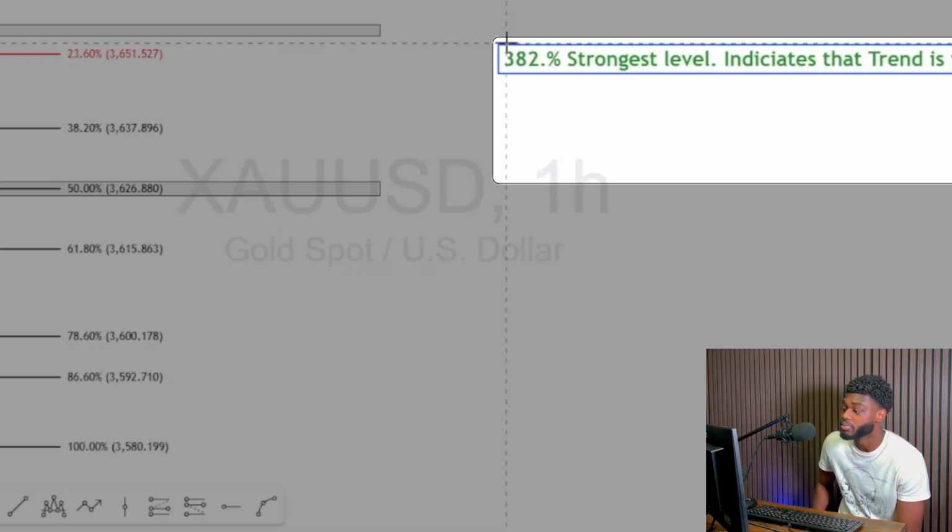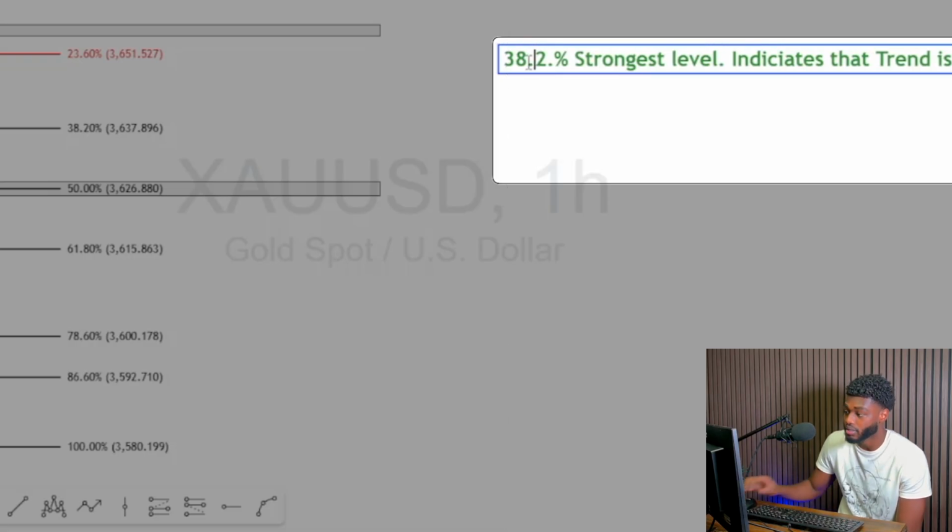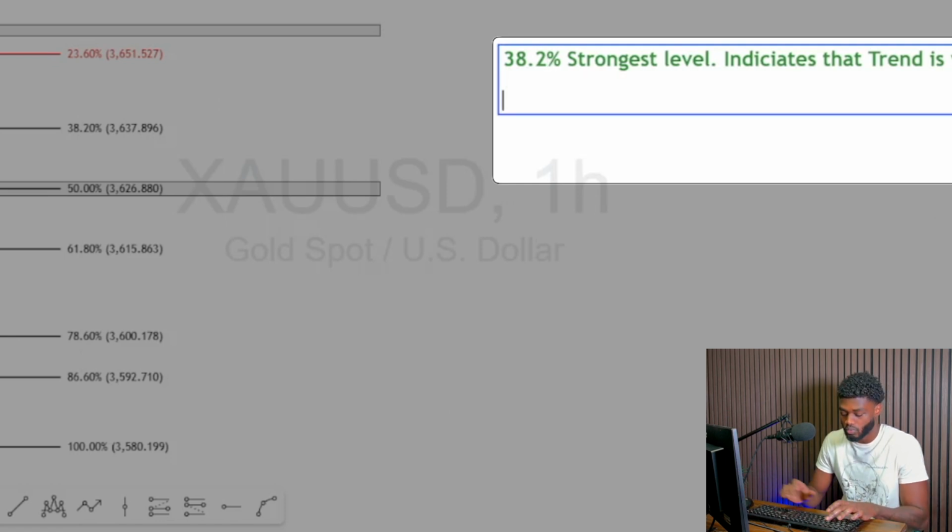So that is the whole purpose of the 38.2 key level. It'll tell you that the trend is extremely strong, right? The second most important key level would be the 50%. And what this would essentially indicate is that the trend is not the strongest, but it's still medium strong. Let's just say medium strong.